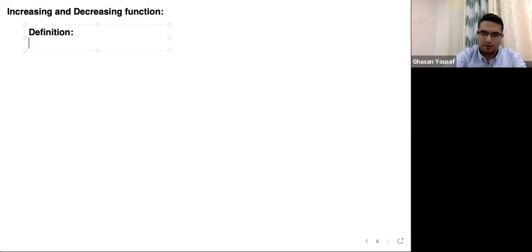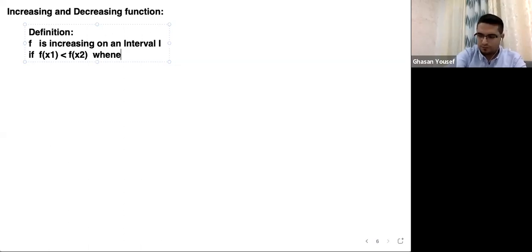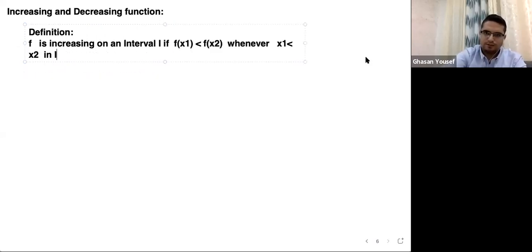We say the function f is increasing on an interval I if f of x1 is less than f of x2 whenever x1 is less than x2 on the interval I. I'm going to explain what I said here.